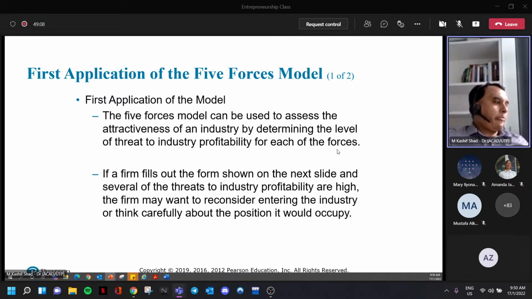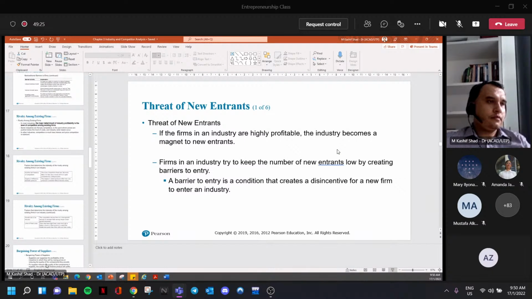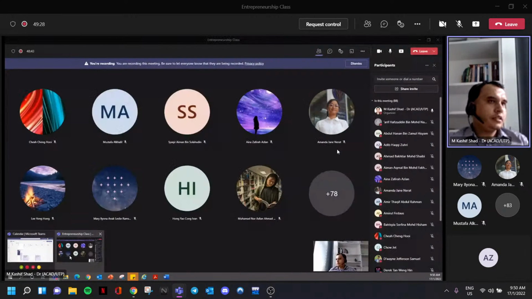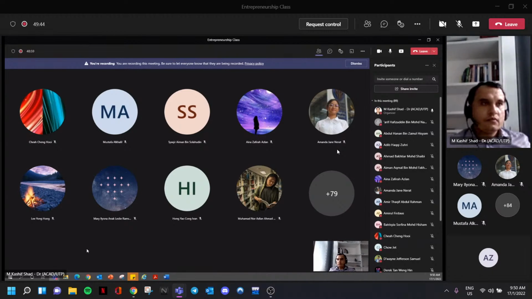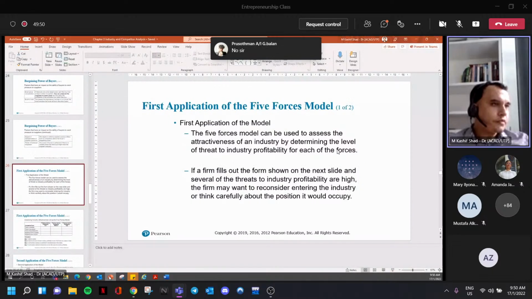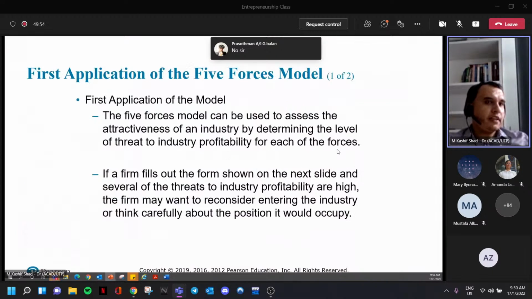The first application. Any question on the five forces model? It is also called Porter's five forces model. Okay, I assume no question. So we move to the application of Porter's five forces model.